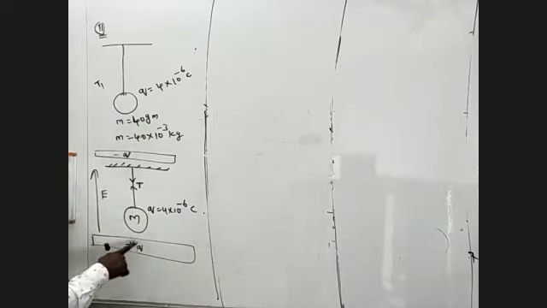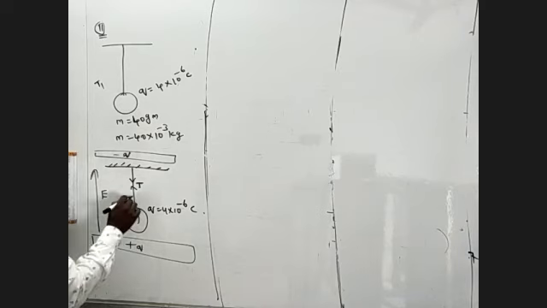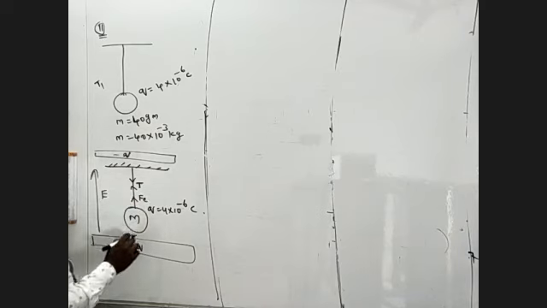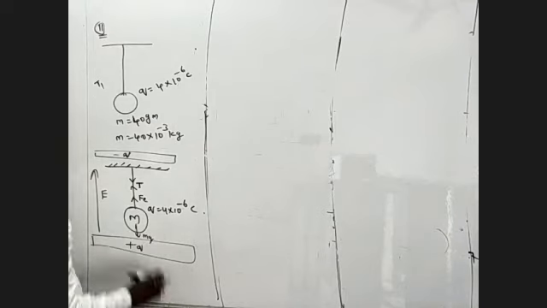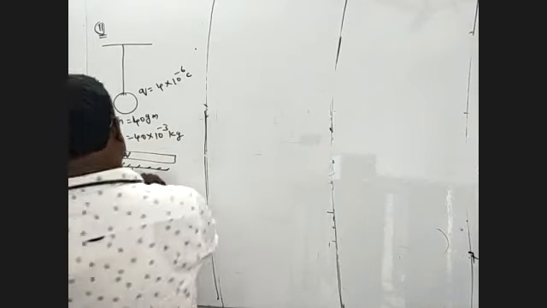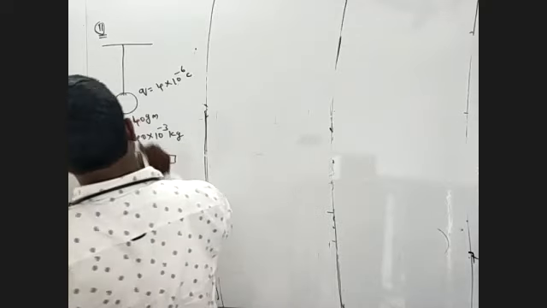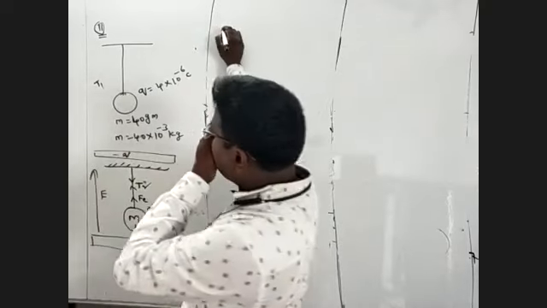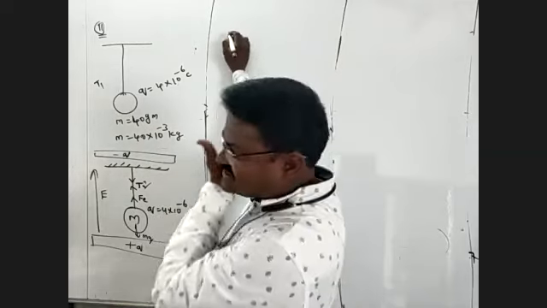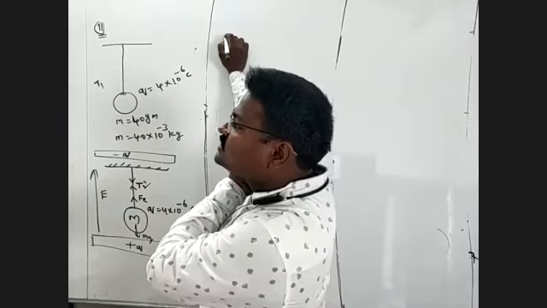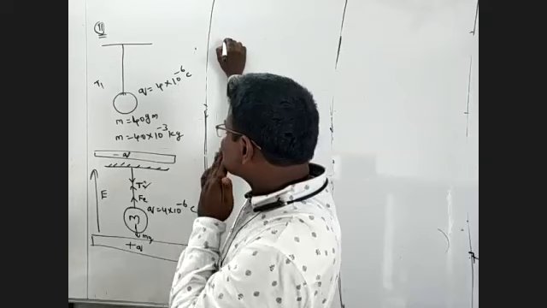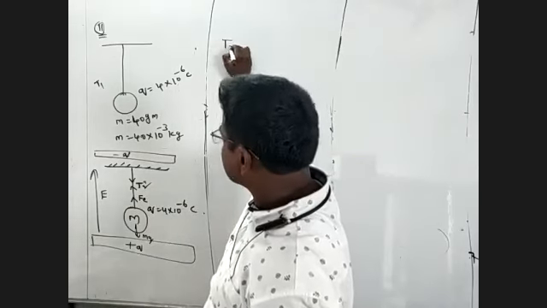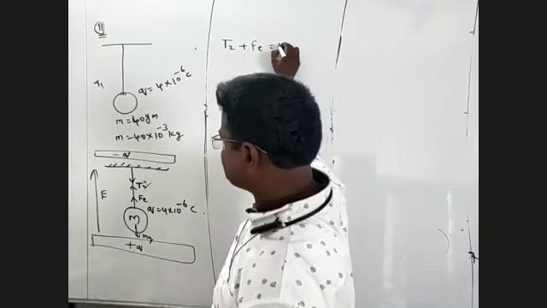This is a positive charge, so the force on the positive charge is in the upward direction. The weight mg is acting downward. The net force acting on this is T dash. This is T2, this is T1. T1 is equal to T dash. What is the second situation? You will see the net force: T2 plus F is equal to mg.